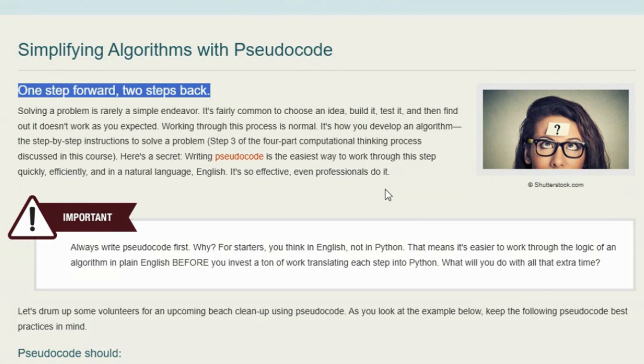Working through this process is normal. It's how you develop an algorithm: the step-by-step instructions to solve a problem. That's what an algorithm is. So that's step 3 of the 4-part computational process discussed in this course.